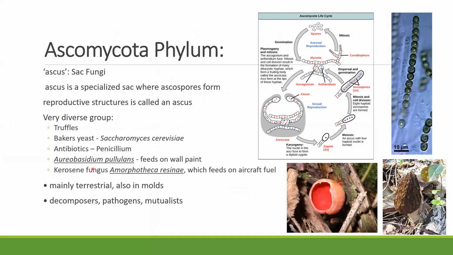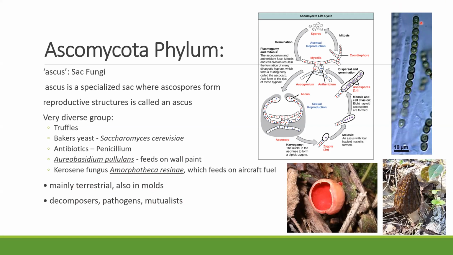These are a very diverse group. You have truffles, you have baker's yeast, antibiotics. We already discussed penicillin last week, which was discovered by Alexander Fleming. And then you also have these other very diverse types of Ascomycota. You have one that would feed on wall paint, and one that is able to decompose jet fuel. These are mainly terrestrial, also in molds. And these are decomposers, pathogens, and mutualists.